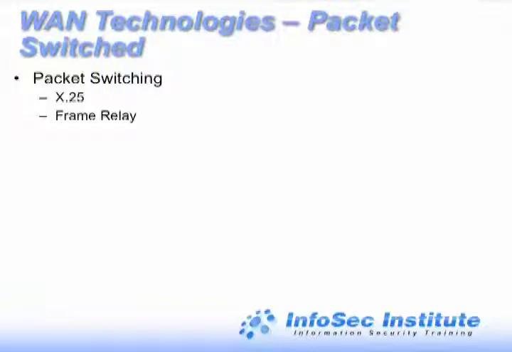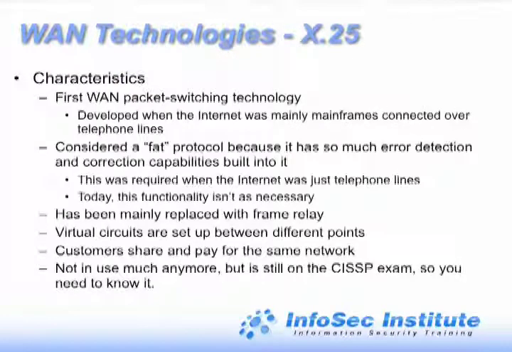Okay, packet switching. You're going to cover X25 and good old frame relay. Okay, X25 characteristics. It's the first WAN packet switching technology developed in the internet, and it was mainly used for mainframes connected over telephone lines. It's considered a fat protocol because it has much error detection and correction capability built into it. And this basically was required when the internet was just telephone lines.